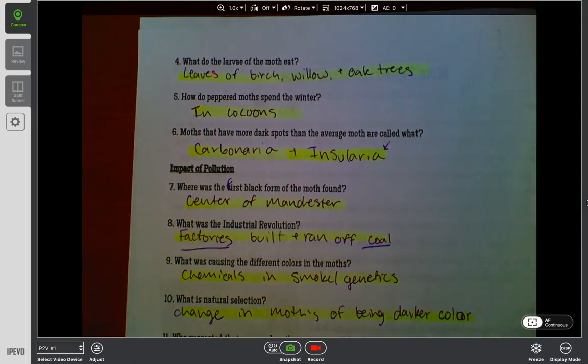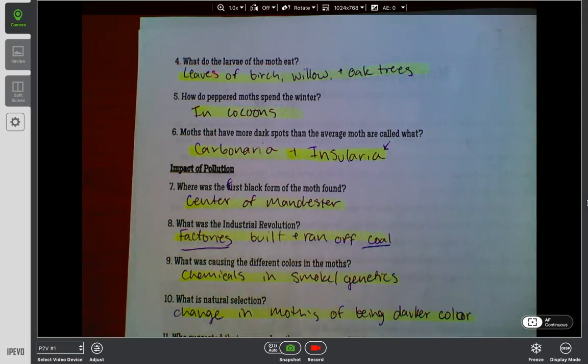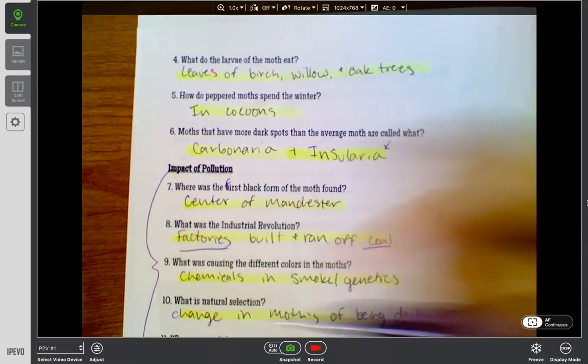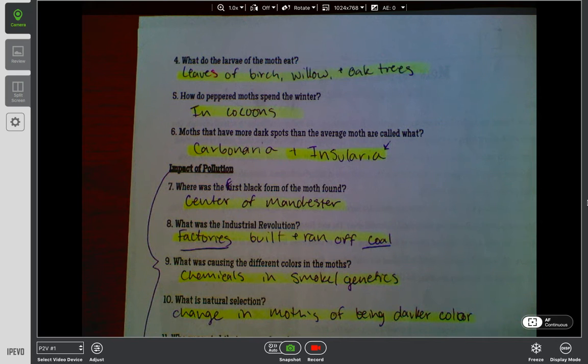Where was the first black form of the moth found? In the center of Manchester, and that's in England. What was the Industrial Revolution? It was when factories were built and run off of coal. So now we're in the impact of pollution section. This is why the peppered moths had to adapt to a new environment.